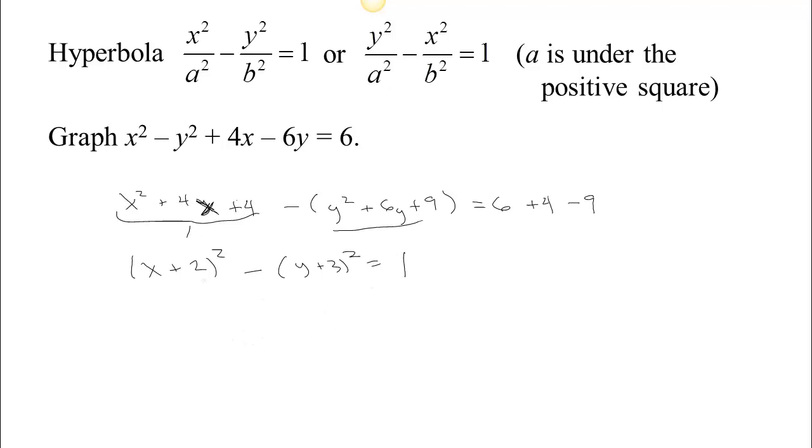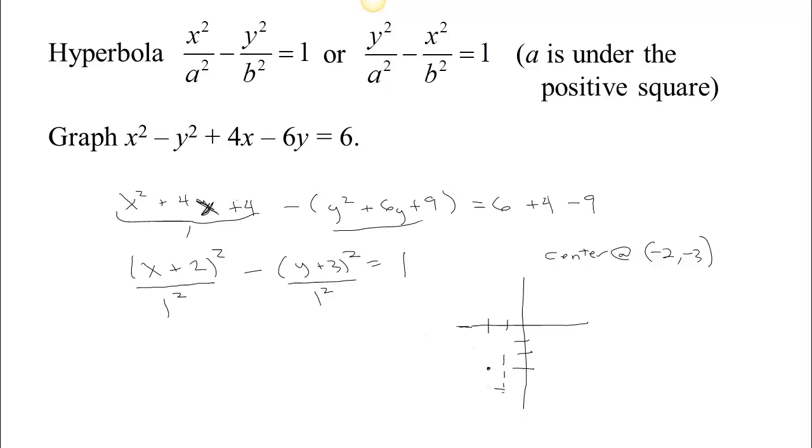Okay, so if we look at this, we know that the center is at negative 2, negative 3. And we know that we have basically a squared is 1 squared and b squared is 1 squared, so a is 1 and b is 1. So to draw the graph, we'll start at negative 2, negative 3, so 2 back and 3 down. There's our center point, and we can move 1 left or right because that's what's squared underneath x, and we can move 1 up or down.